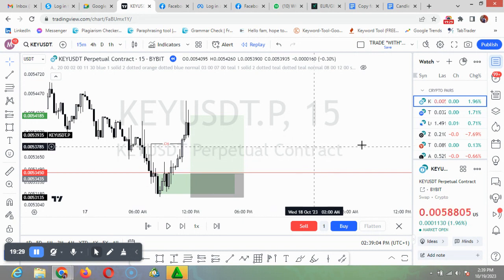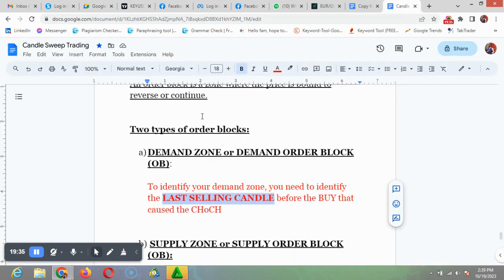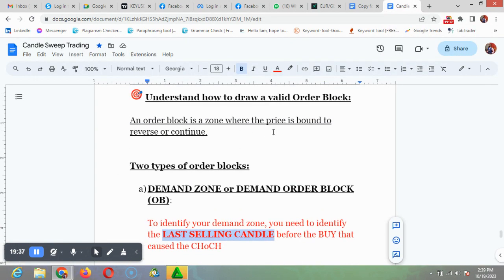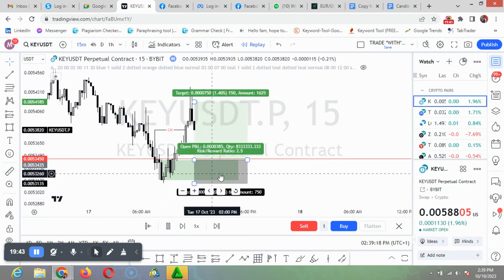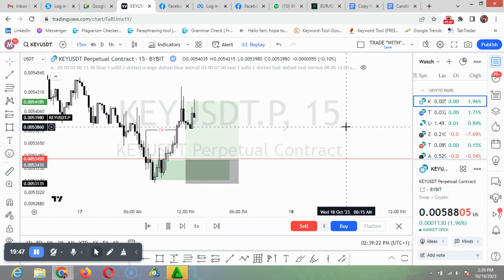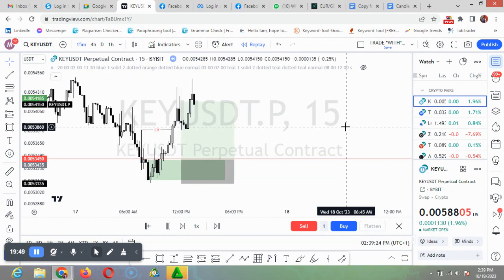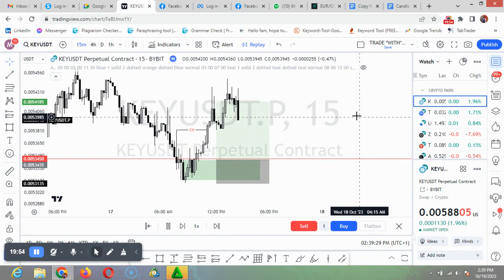So let's see what happens. Remember I said an order block is what? A zone where price is bound to reverse or continue. So we'll play price and let's see what happens. Once price gets to this zone, it will reverse and start going up and give us our target. So we have to be patient and wait for price to come back there and take us in. So we're just waiting and waiting.